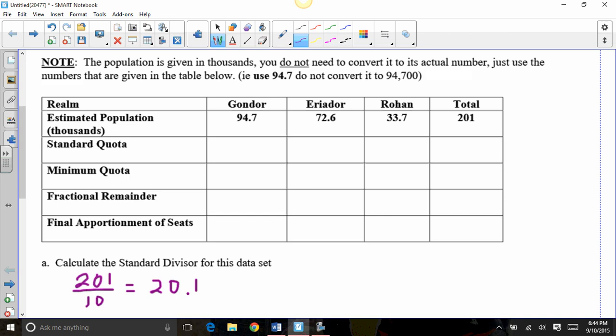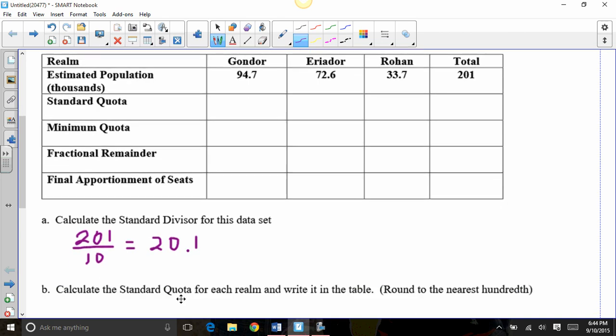So then the next thing that you do, as it states here in Part B, calculate the standard quota for each realm, and I've got a row for you to do that in the table itself, and you're going to round each of those to the nearest hundredth. So in this first one, I'm going to take 94.7 and divide it by 20.1, and that's going to give you 4.71. Next one, Eriador, 72.6, divide it by 20.1, and that's going to give you 3.61. Rohan, 33.7 divided by 20.1, that's going to give you 1.68. Total here is of no consequence.